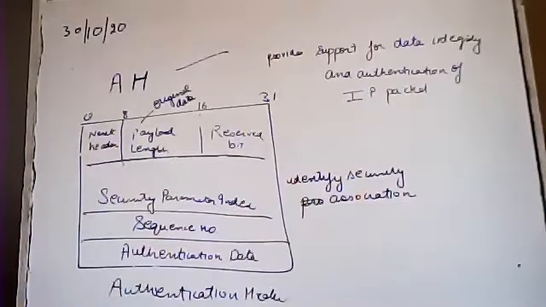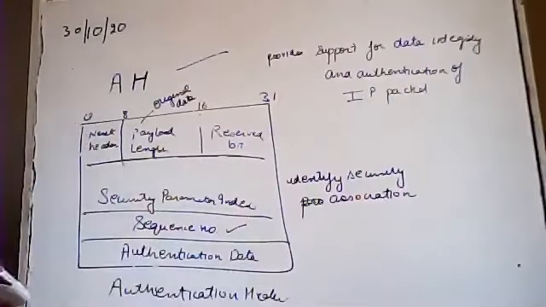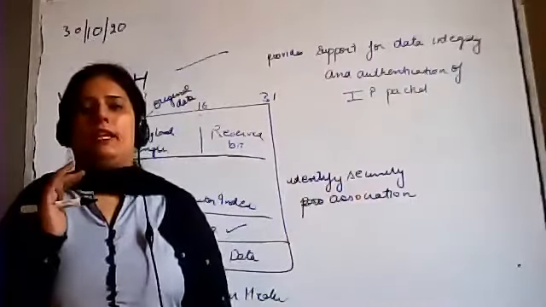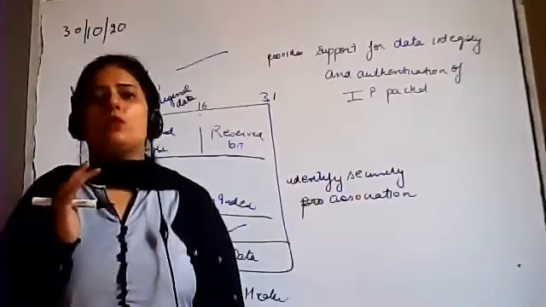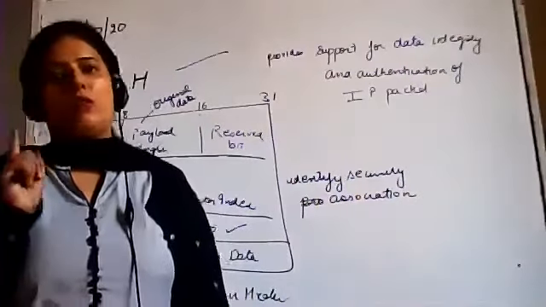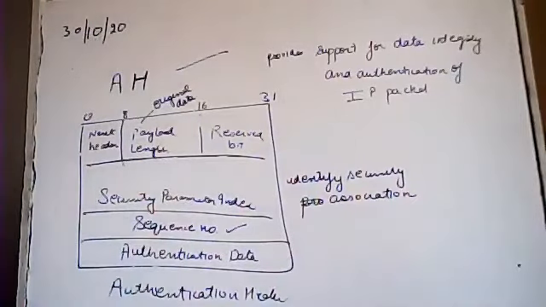Next is your sequence number. This is again 32 bits. As you send each packet, it will be incremented. So what is the sequence number? It is the order in which you are transferring the data. Like when you have transferred one packet, the sequence number is 1. You can call it a serial number.